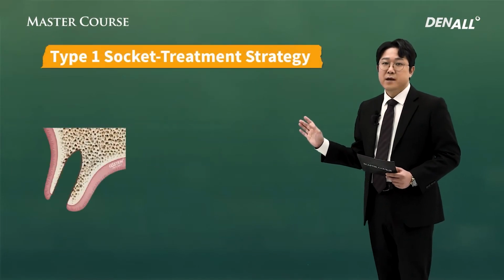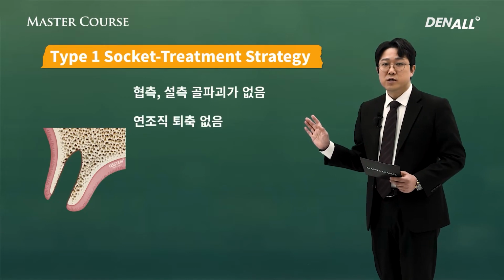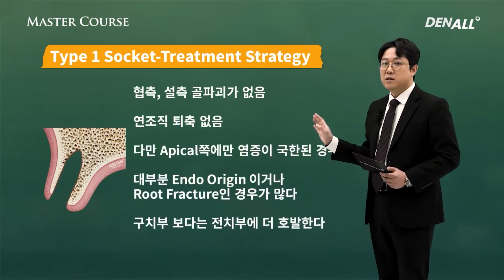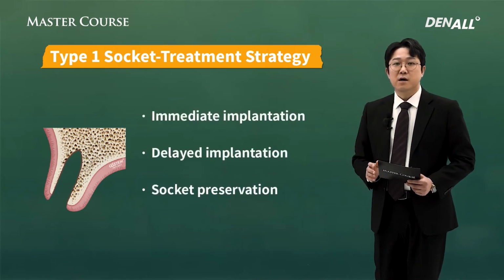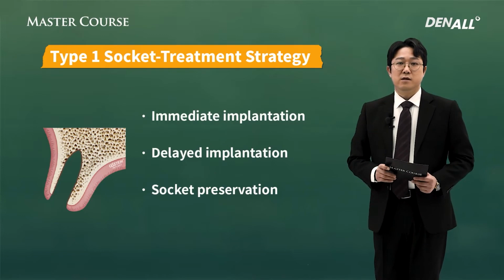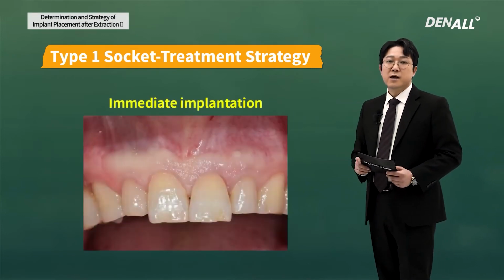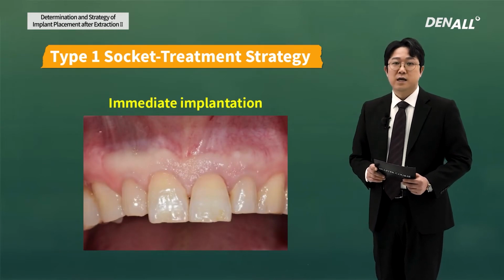Type 1. There is no bone resorption and no soft tissue resorption, and the lesion is only in the apical area. Therefore, in type 1, all three options are good. Let's look at an immediate implantation case.